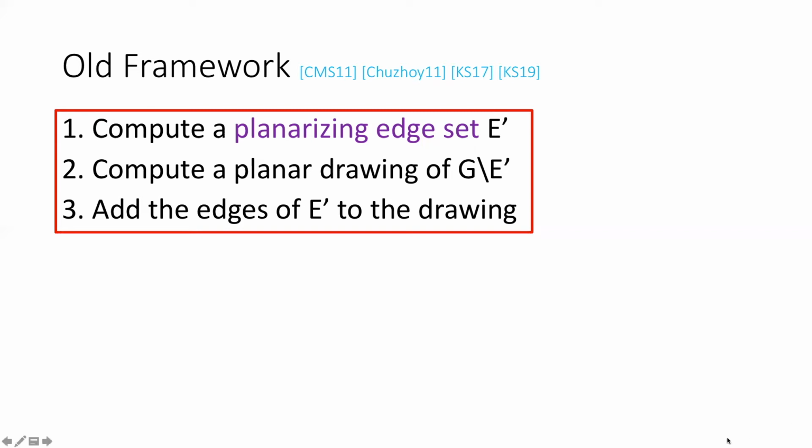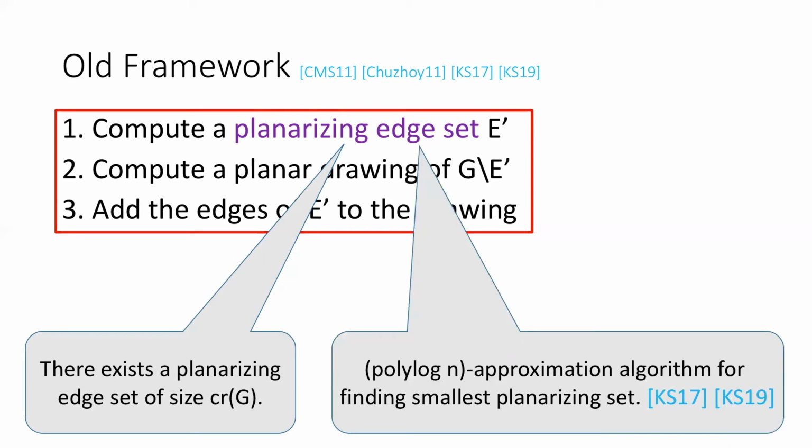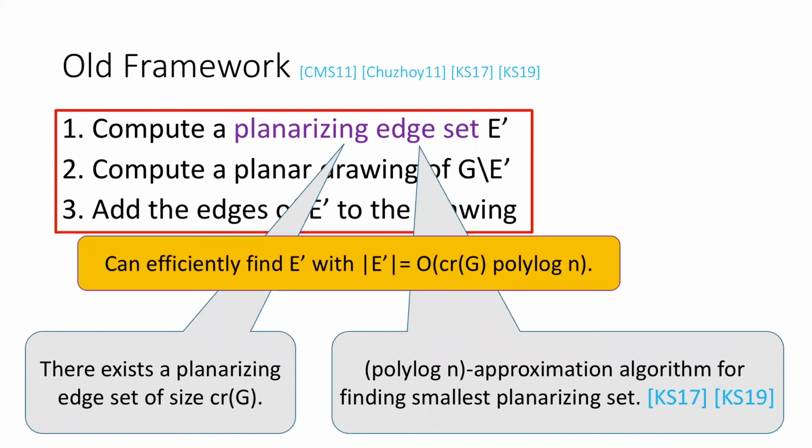So first, it is easy to see that there exists a planarizing set of size at most CRG, the crossing number of graph G. Because if we take the optimal drawing with CRG crossings, and for each crossing, we simply delete one edge, then the remaining graph is planar. Okay. And then in a paper by Kobayashi and Sidiropoulos, they showed a logarithmic approximation for computing the smallest planarizing set. So combining them together, we can efficiently find a planarizing set whose size is approximately CRG. And this is basically the best we can hope for. So the first step is basically that.